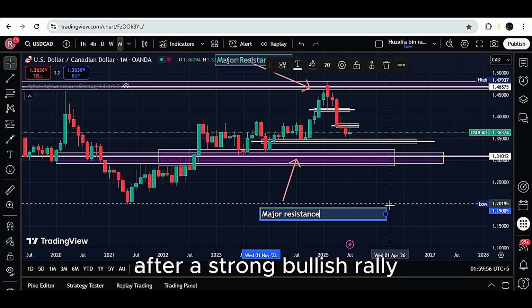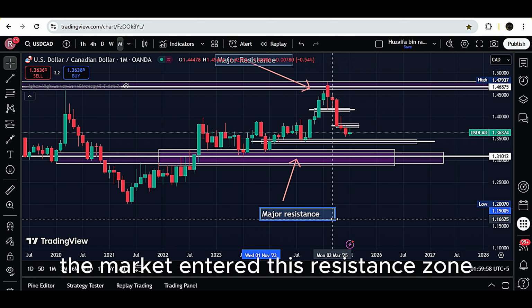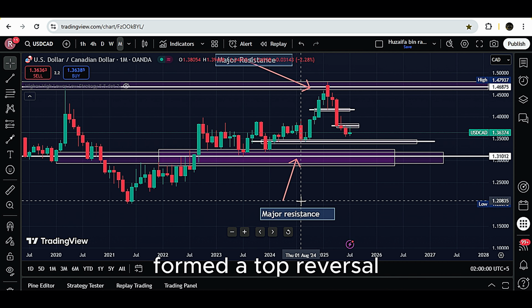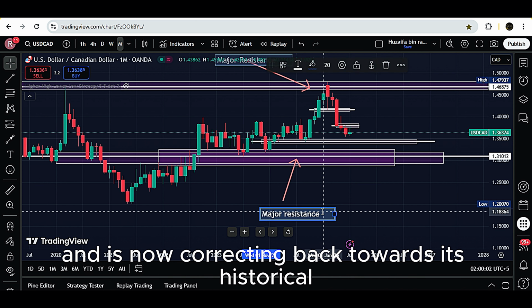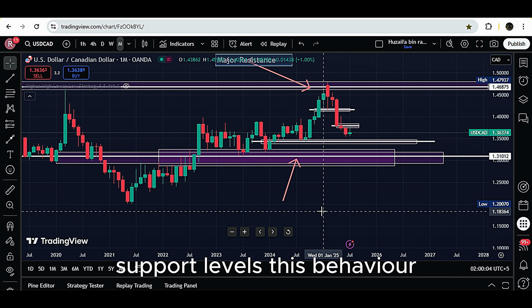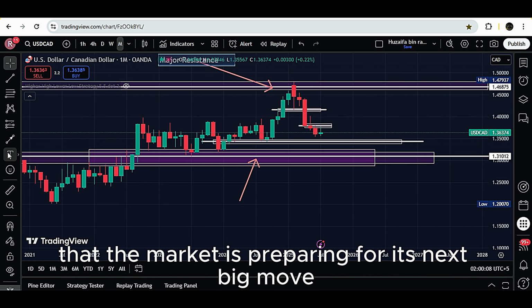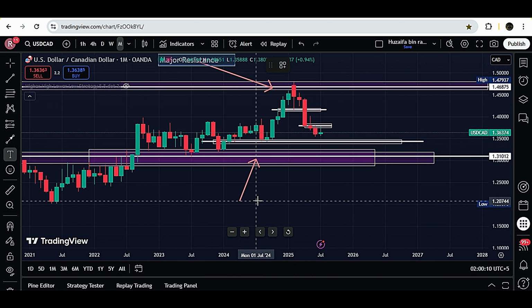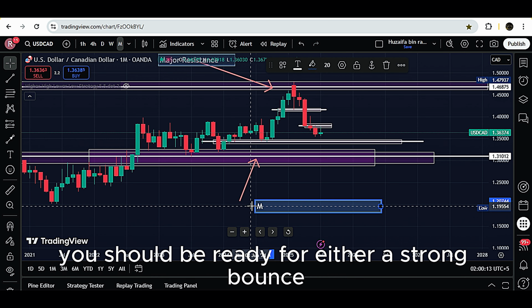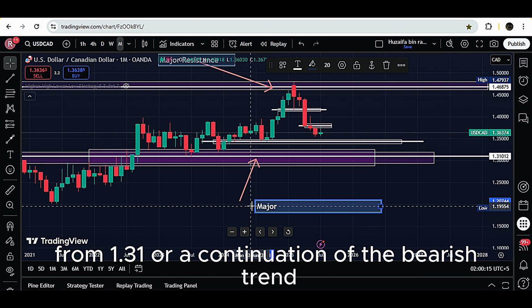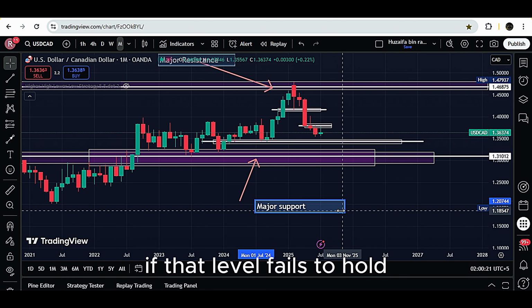One important thing to note is the market structure. After a strong bullish rally, the market entered this resistance zone, formed a top reversal, and is now correcting back towards its historical support levels. This behavior often shows that the market is preparing for its next big move. For traders, this means you should be ready for either a strong bounce from 1.31 or a continuation of the bearish trend if that level fails to hold.